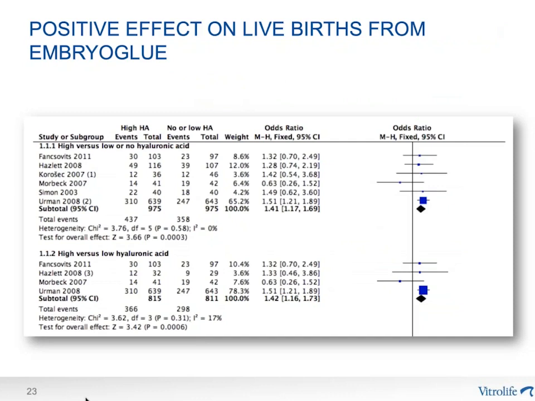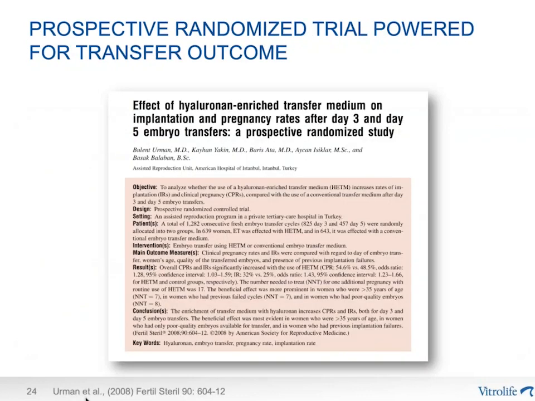When you extend this to looking at the effects on live birth, the same holds true. You can see the odds ratio is fixed in favor of hyaluronan for both no or low hyaluronic acid. So this paper is the largest prospective randomized trial that was powered for transfer outcome. I think that's a very important thing to consider. This was powered for transfer outcome, and it's a total of over 1,200 consecutive fresh embryo transfers on day 3 and on day 5.